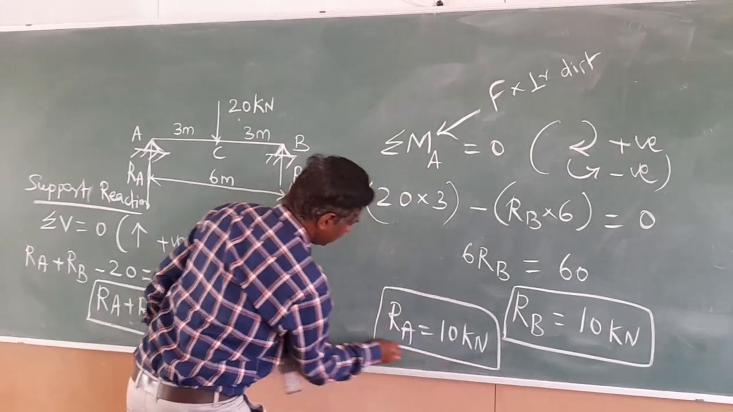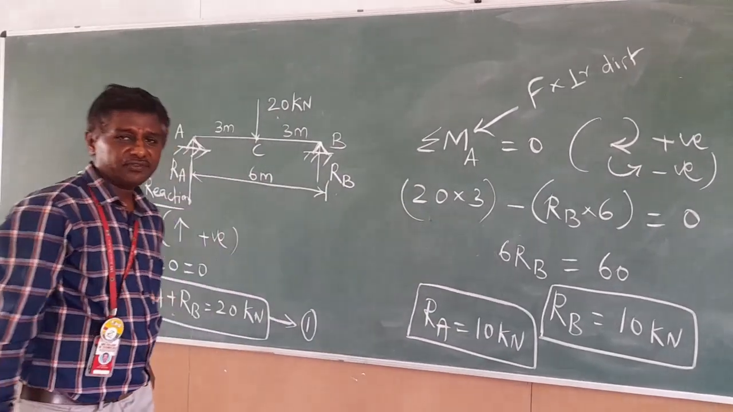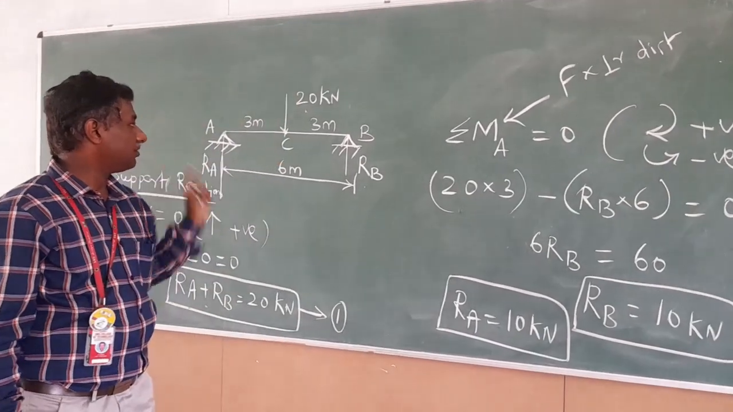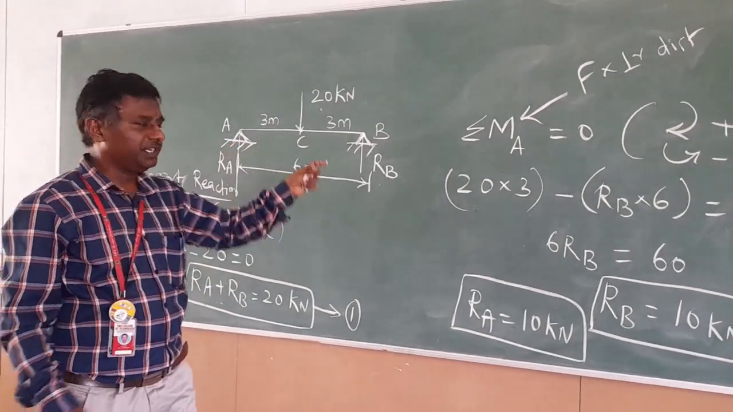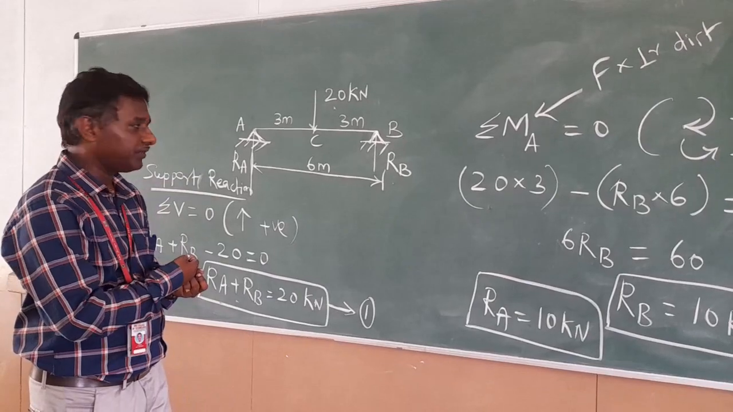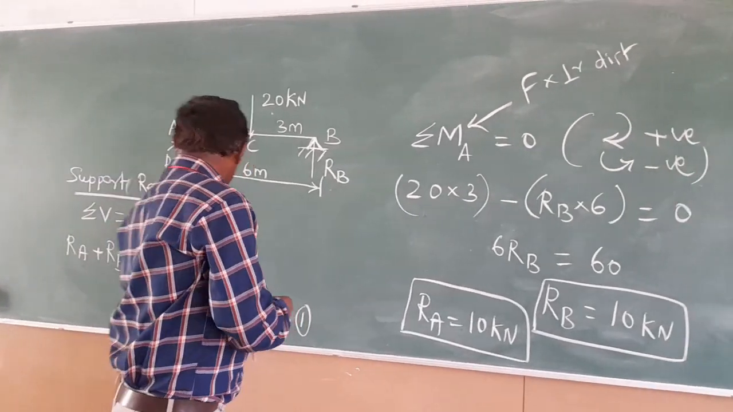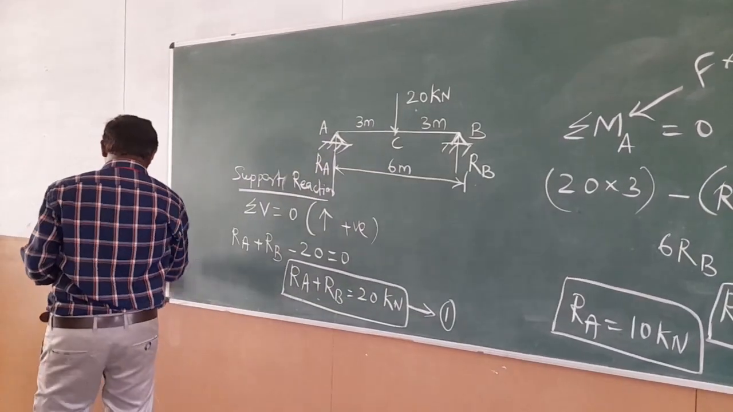So each support carries 10 kilonewton of load. The total is 20 kilonewton. RA and RB each carry 10 kilonewton. Okay, now let's move on to the shear force values.